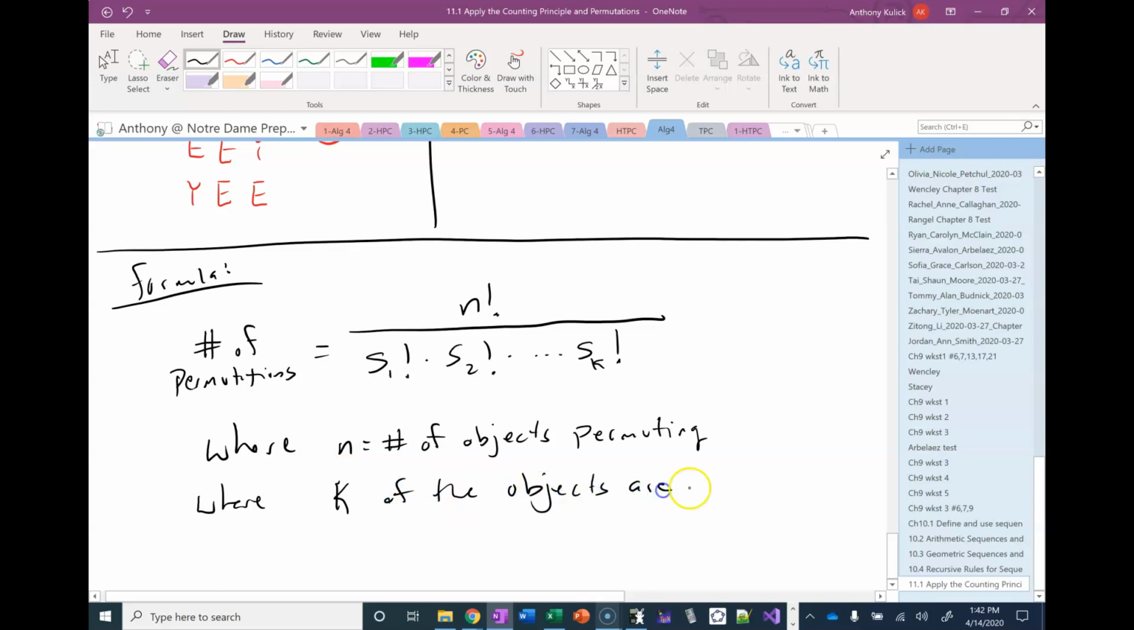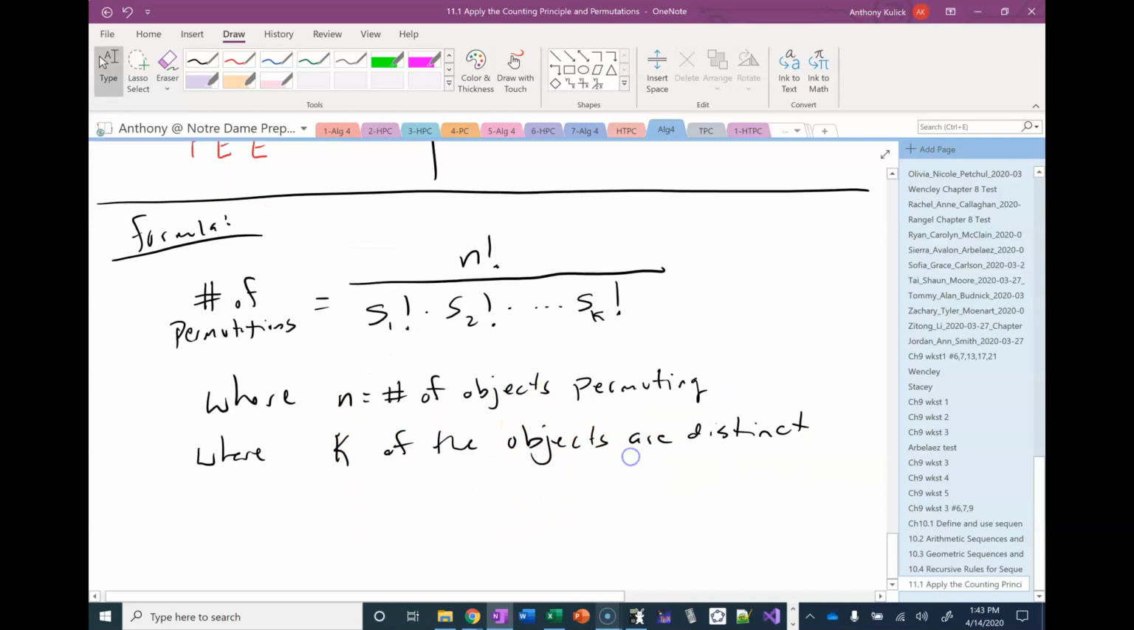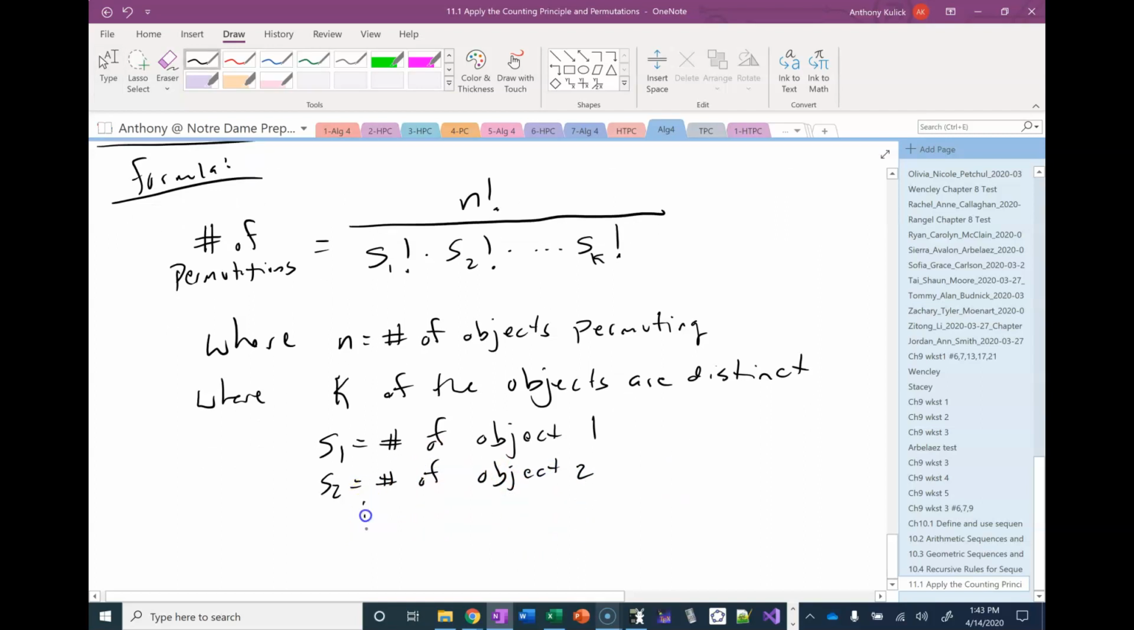So k must necessarily be less than or equal to n. It can't be bigger than n. You can't have more objects that are distinct than you have objects to permute. So s1 is the number of object 1, s2 is the number of object 2, and all the way down to sk being the number of object k.